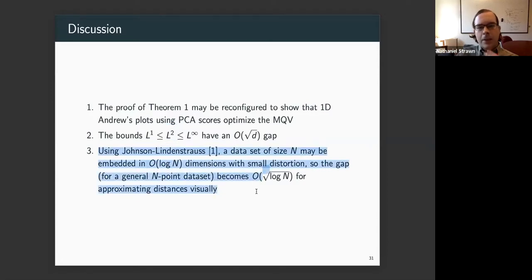Finally, using Johnson-Lindenstrauss, a data set of size n may be embedded in log n dimensions with small distortion. And so you could actually squeeze this gap a little bit better, but you then have a slightly lossy procedure. But if your only interest is high fidelity metric comparisons, then you could first dump things to a smaller space and then do this embedding if you wanted to.